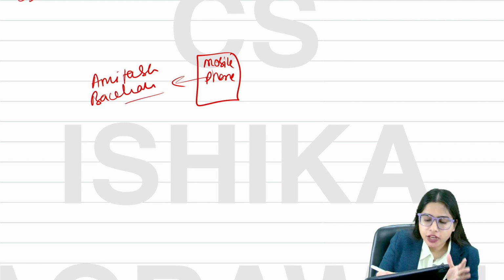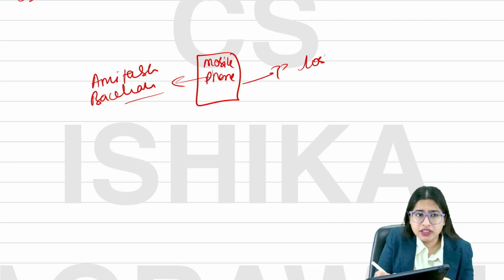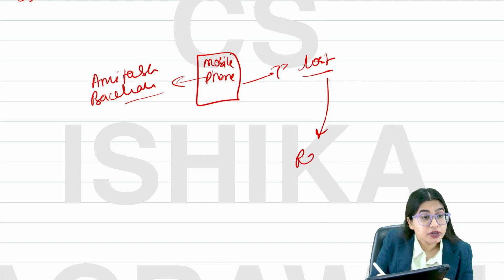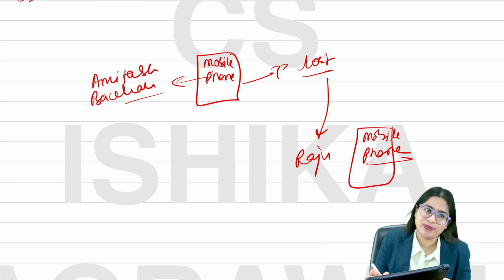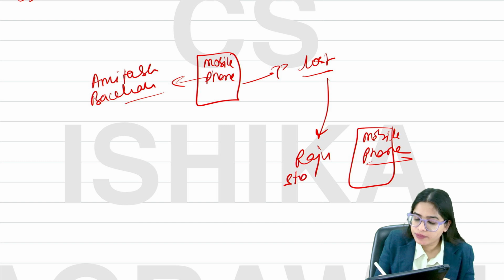Okay, he lost his phone on the roadside. Let's say there is this person Raju. Raju found that mobile phone. Is he the owner? No. Or let's say Raju stole that phone from Amitabh Bachchan.